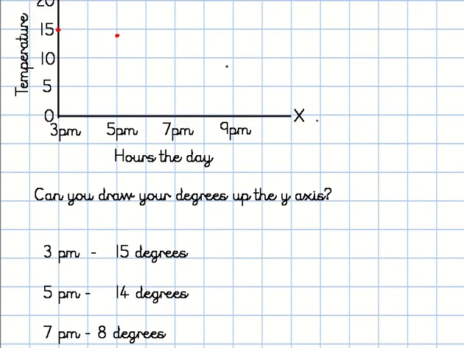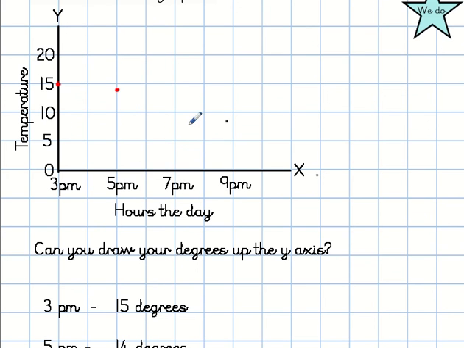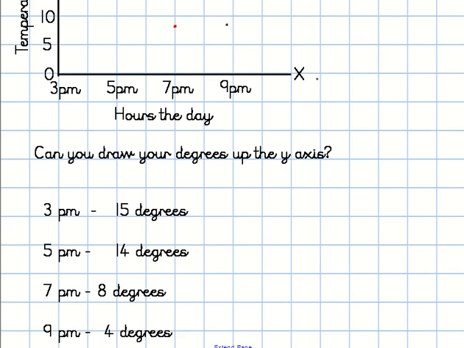And then at 7 p.m., oh, it's really dropped. It's dropped to 8 degrees. And I know that 7 p.m. is 8 degrees. I know 5 and 10, well, 8 is going to be roughly in the middle, just over halfway, so I'm going to put that one there. And then finally, 4 degrees.